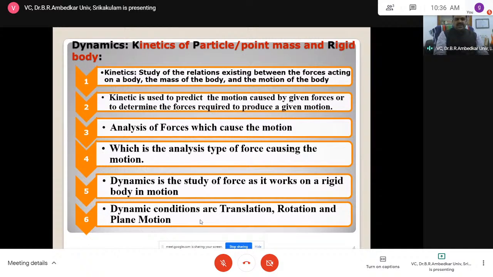Or in other words, it is the analysis of forces which cause the motion. You can represent it in any form. The third and fourth are almost the same, which is the analysis of the force causing the motion. It is a study of force as it works on a rigid body in motion or a particle. Once again, it can be considered for translation, rotation, and plane motion. This is how generally we will try to consider the concepts.